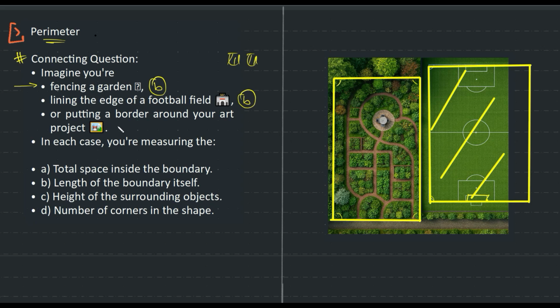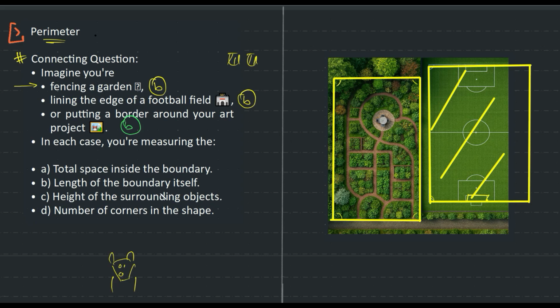When I'm framing an art, I have a picture. Say there's a dog over there. And that looks okay. So if I want to frame this, again, should I consider the area? Should I consider the boundary? What should I consider? This too is B.